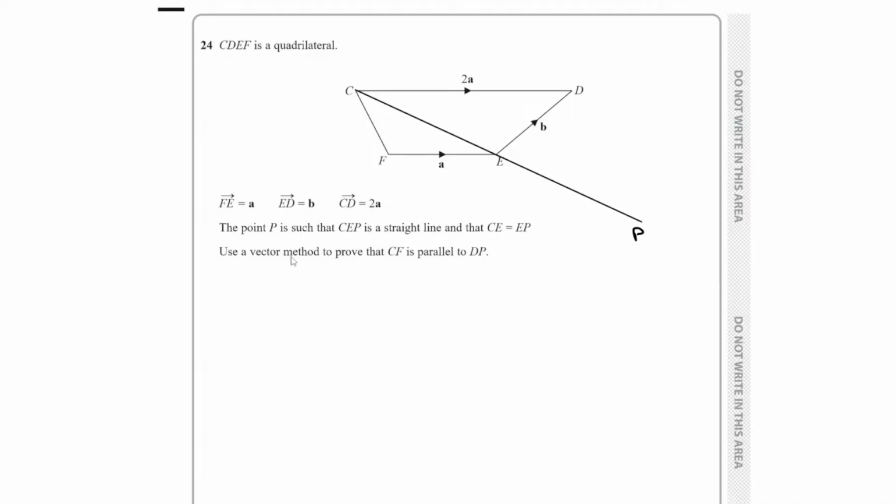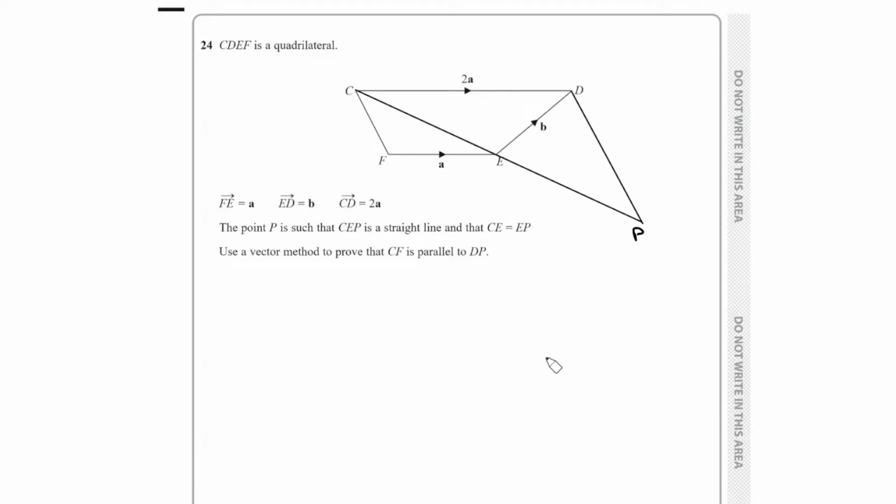Okay, use a vector method to prove that CF is parallel to DP. So I'm also going to draw DP, because that's not drawn anyway, is it? So parallel ones I find are quite nice actually, or if it says prove it's on a straight line, that's basically the same question. What we need to do is find the vector for both of those, CF and DP, and then hopefully we'll find out that one of them is just a bigger version or a smaller version of the other. So that's all we're going to do. So what I'm actually focusing on is finding those vectors.